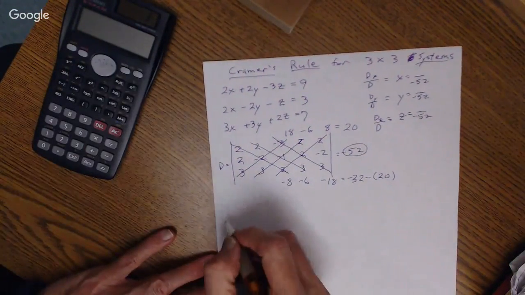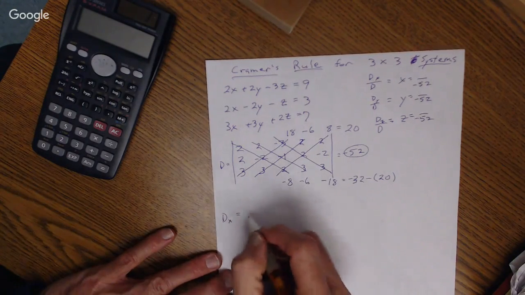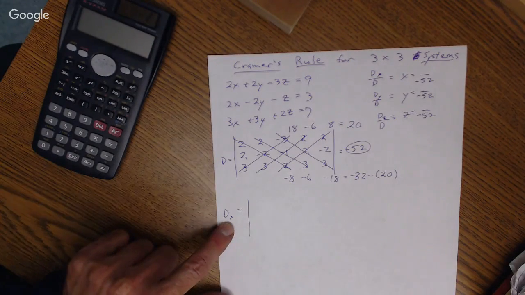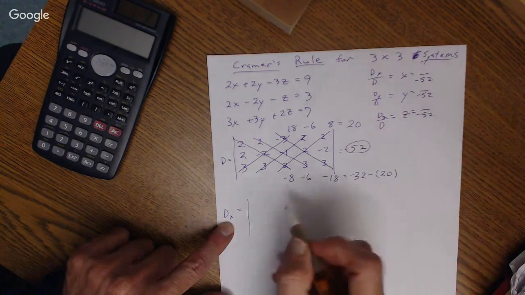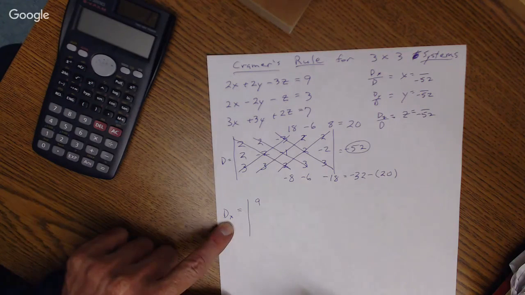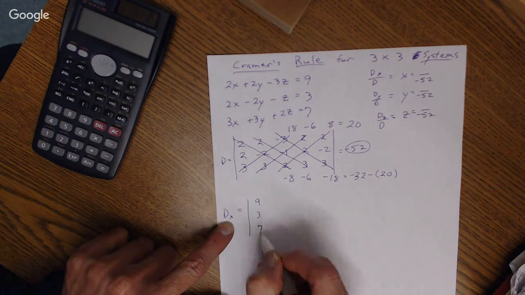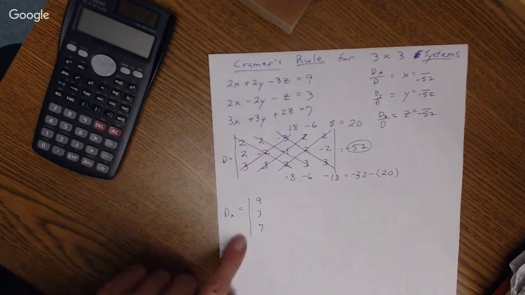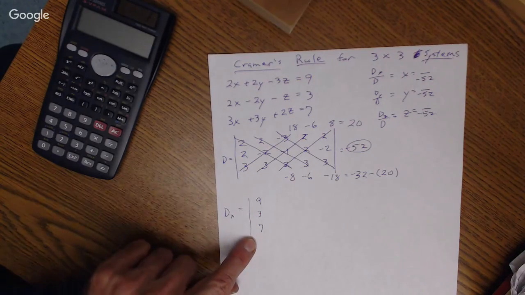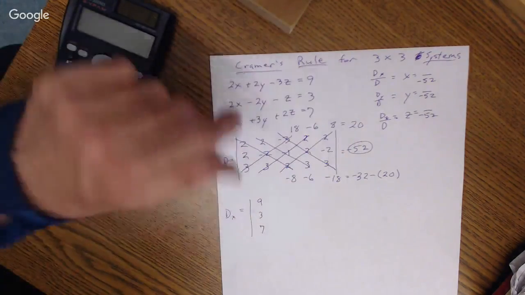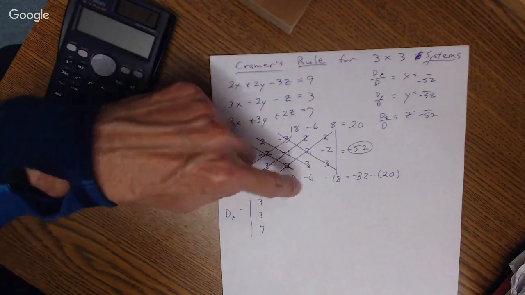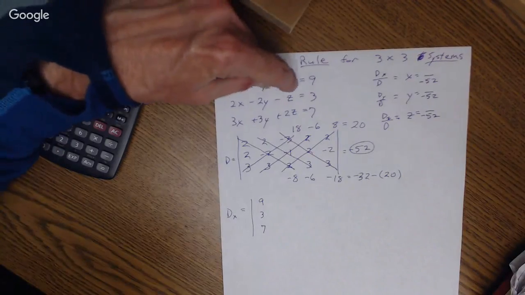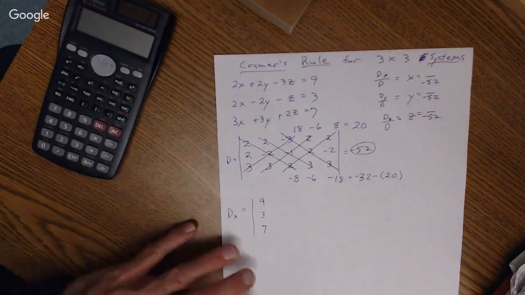Okay, so here's the tricky part. Let's do dx. To find dx, we take that same coefficient matrix, but we replace the x column with the constants. So in the first column, the x column, I'm going to put 9, 3, and 7. You've got to put it exactly in the x column. You can't put it in the y or the z column. You can't switch the order of the columns. The first is always the x, the second is always the y, the third is always the z, the same order as your original matrix up here.